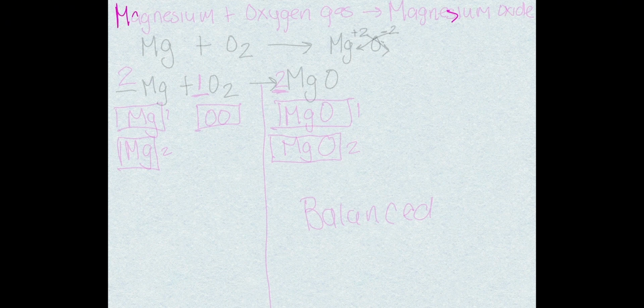So I have magnesium plus oxygen gas yields magnesium oxide. Okay. So now when we go to this, step 1 is important, because now we have a word problem that we now have to convert into a skeletal equation. So that applies here.